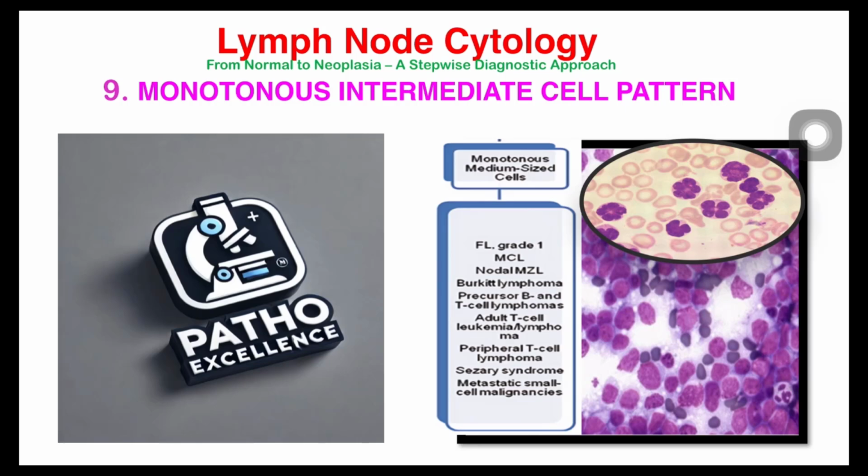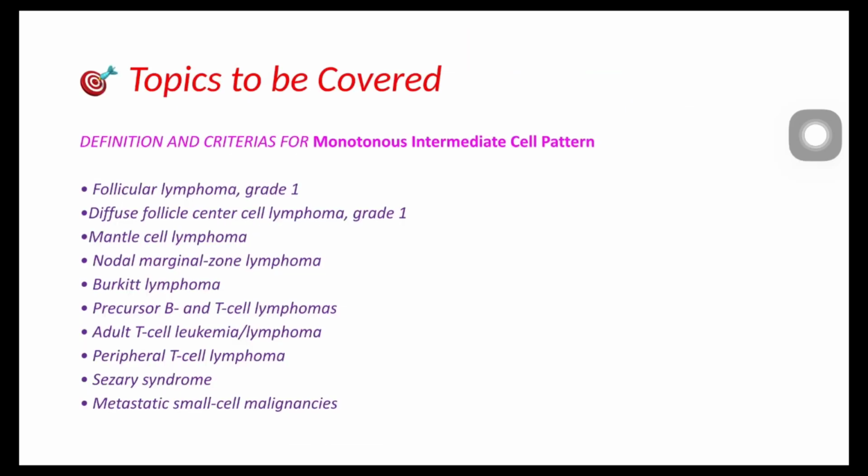In this lymph node cytology video series, we have discussed monotonous small cell pattern in the last video. Now, when lymphoid cells are neither small nor large but deceptively uniform, the diagnosis enters the challenging zone of the monotonous intermediate cell pattern, where morphology alone is not enough. So, today we are going to discuss the definition and criteria for monotonous intermediate cell pattern, and this is the list of entities in which we can identify intermediate or medium size cell pattern.